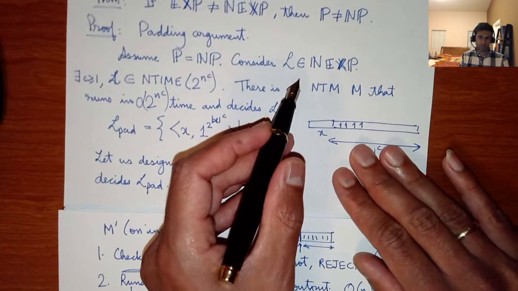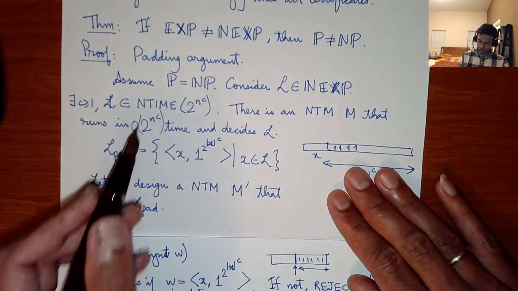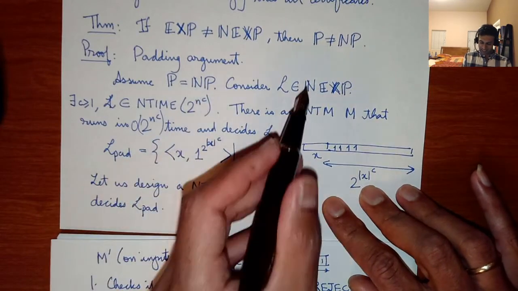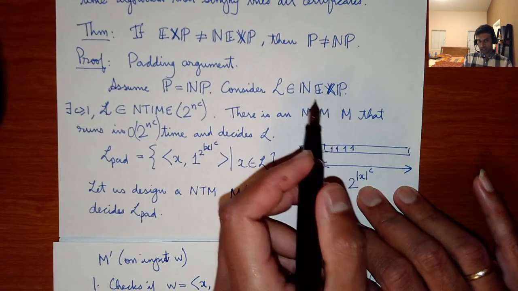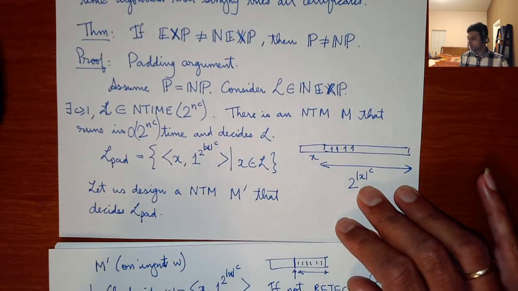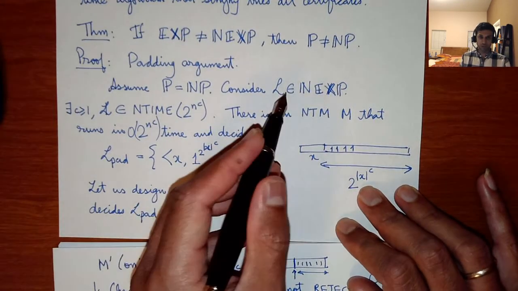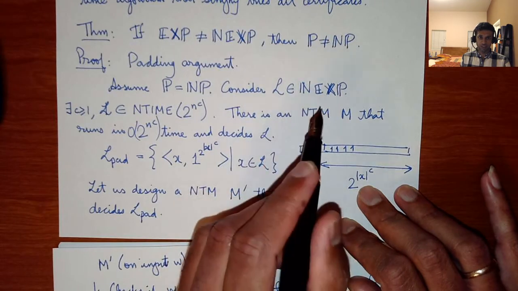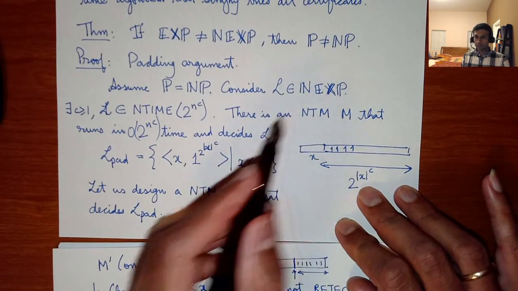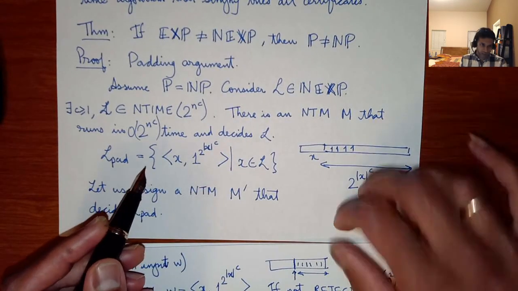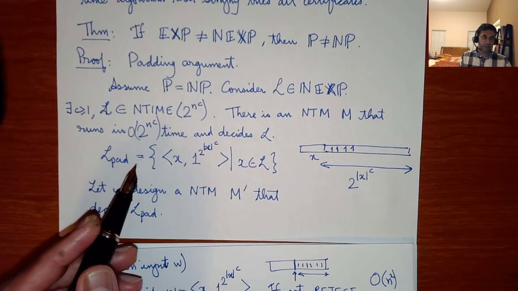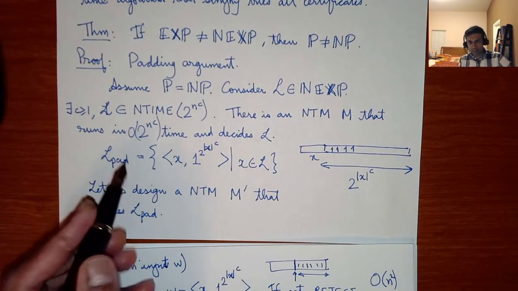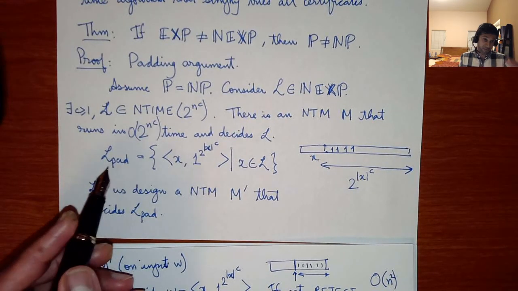So maybe I should be clearer here, right? I want to show that if P is equal to NP, then EXP is equal to NEXP. So I'm going to take a language in NEXP and show that it's in EXP. I'm going to start with the non-deterministic Turing machine that decides L. I'm going to pad the input so that in effect it becomes polynomial time. And now P is equal to NP, so the padded language is decidable in polynomial time.